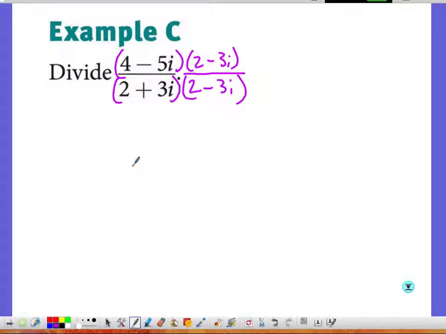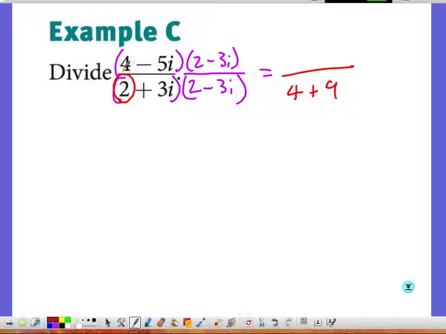Okay. Now, can you see how our division problem basically became two multiplication problems, one of which we can find easily? What is 2 squared? Well, that's 4. What is 3 squared? Well, that's 9. So we found this easily, 4 plus 9.